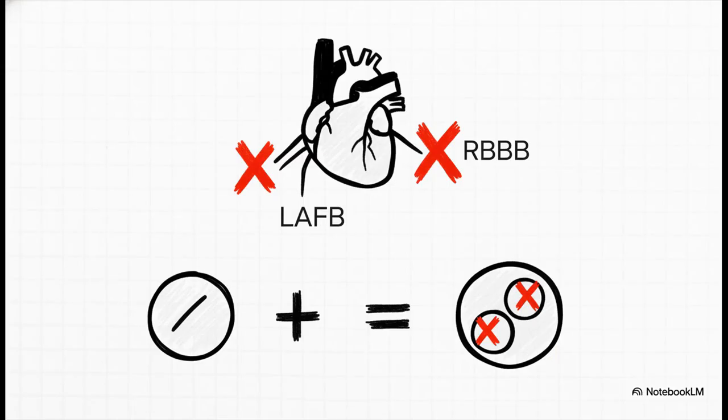Okay, and this is where a really deep understanding starts to pay off. You can absolutely have more than one block at a time. So if you get a block of 2 of the 3 main pathways, that's the right bundle, the left anterior fascicle, and the left posterior fascicle, that's what we call a bifascicular block.